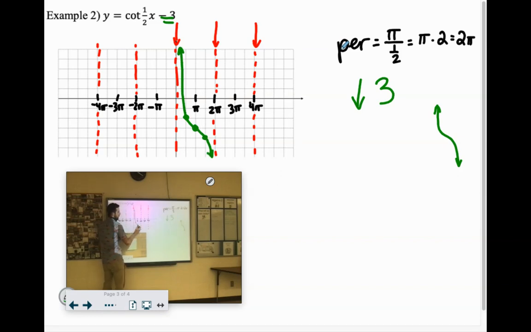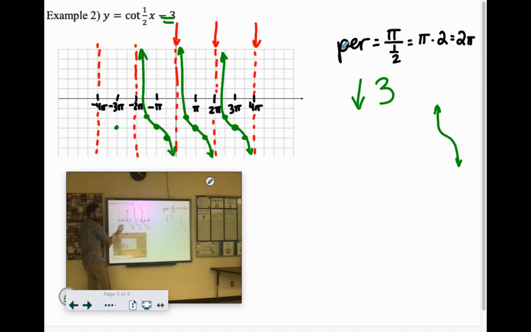And we'll just transfer that over and draw another cycle over here. And we could, shoot, we're so cool. We are so cool, we could just draw cotangent graphs in every little pair of asymptotes here.